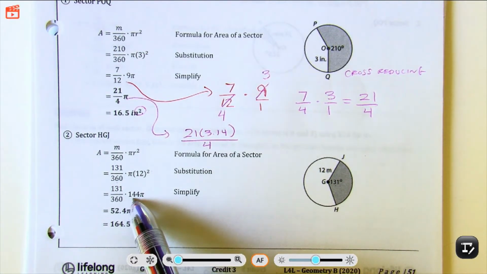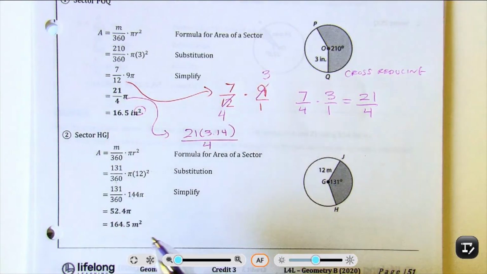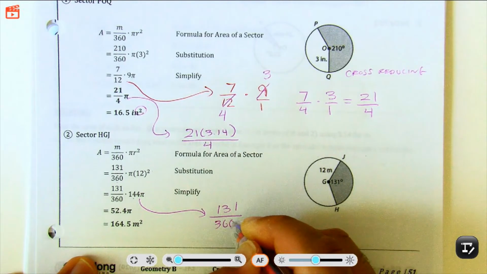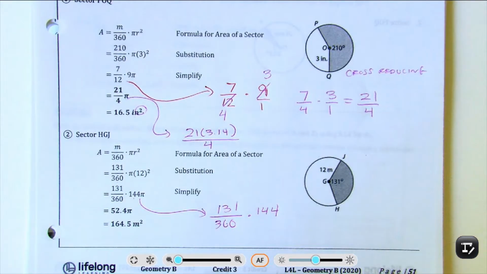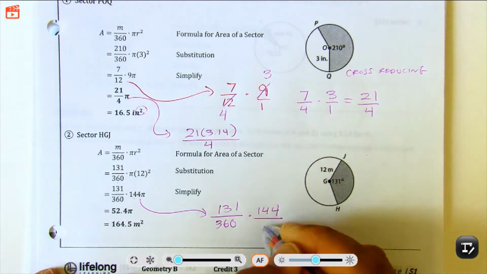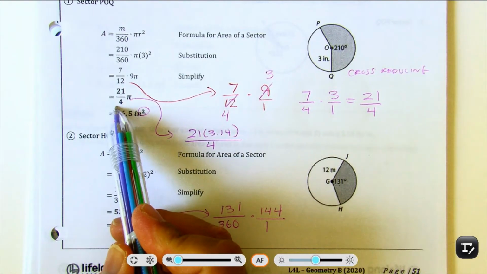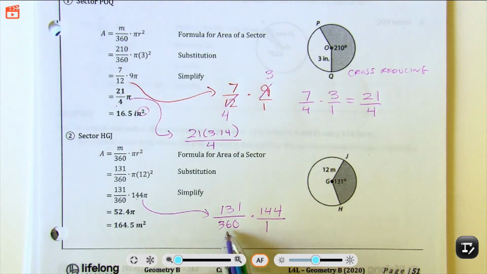Now this is interesting what they did here. I kind of want to show you on the side. 131 over 360 times 144. Now I could put 144 over 1. Now what I'm trying to do is see if I could reduce cleanly, and what I think they did was they found out that they couldn't reduce 131 over 360, but they did not want to leave such a big number as a fraction. Kind of like how they did 21 over 4. That's okay because it's kind of small, but to leave it as 131 over 360, I think they wanted to simplify it. Even though they would get a decimal, what they did was they multiplied 131 times 144 and then divided by 360.